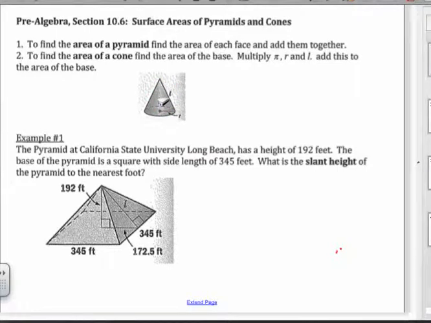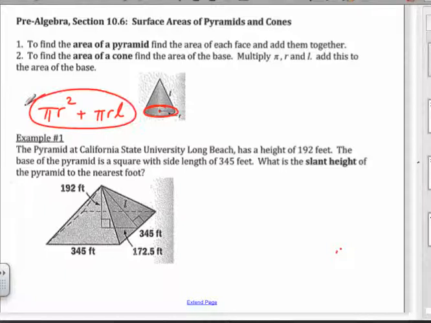It says to find the area of a cone, find the area of the base. Oh, and look, it's a circle. We know how to find the area of the base. That's pi r squared. Find the area of the base, multiply pi r and L, and add this to the area of the base. So it's the area of the base, pi r squared, plus pi times r times L. Okay, and then we add those together. Those are the things that we're going to be practicing. All right, so you've got it there.